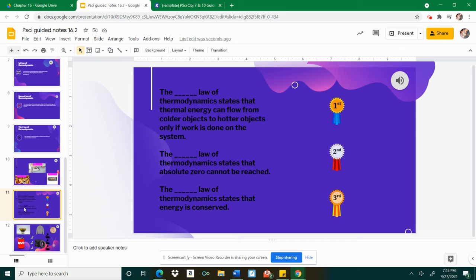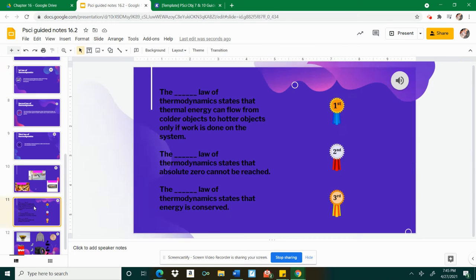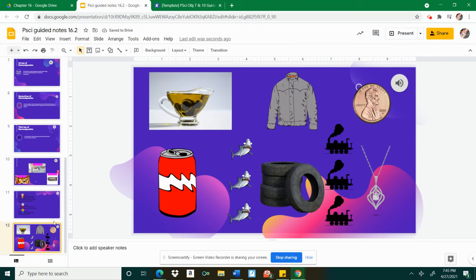And these are the laws of thermodynamics. And if you go back up here to the slides, you'll see that all of these are provided, again, as well as with audios. So the students could come here, they would read, they would grab the ribbon and move it to whichever law that they think it belongs to. And then they would answer their final question.